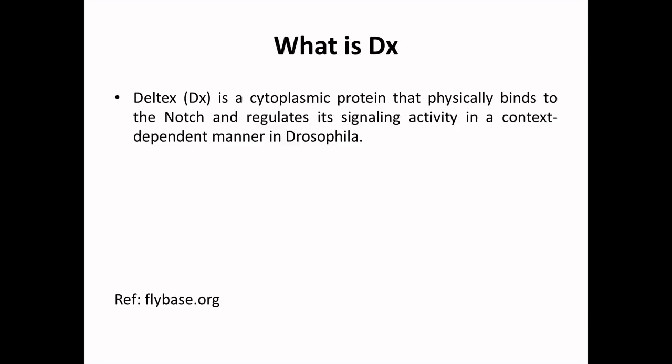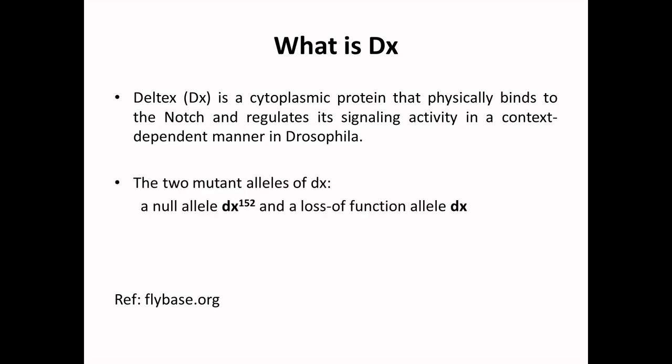What is Deltex? Deltex is a cytoplasmic protein that physically binds to Notch and regulates its signaling activity in a context-dependent manner in Drosophila. There are two mutant alleles of Deltex, a null allele Deltex 152 and a loss of function allele Deltex.